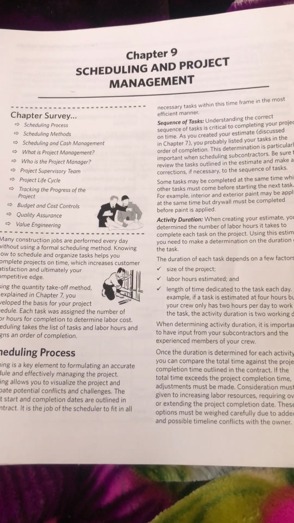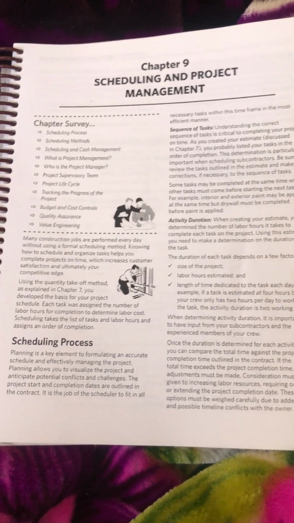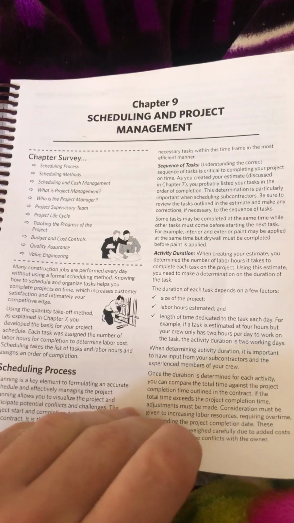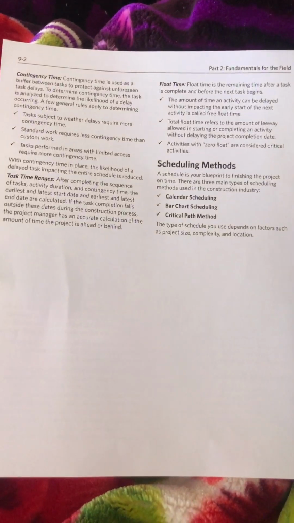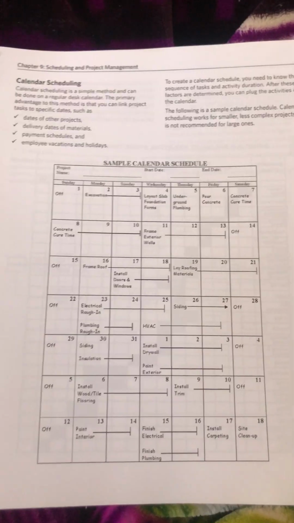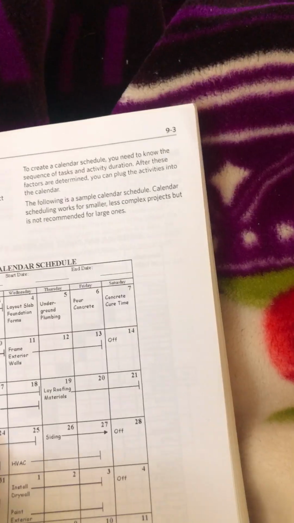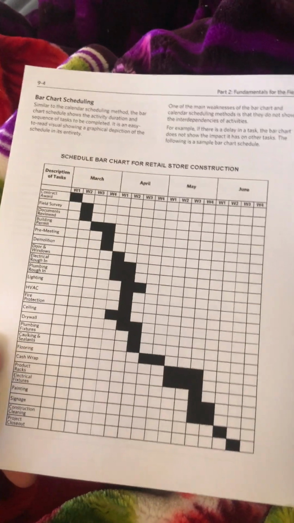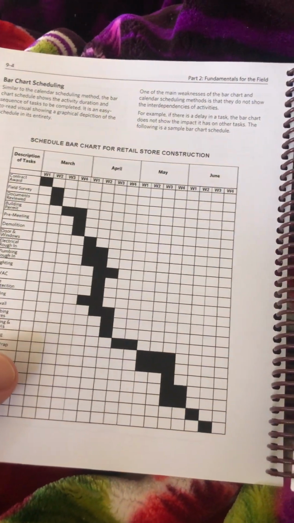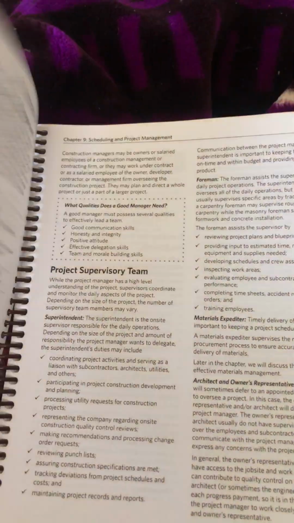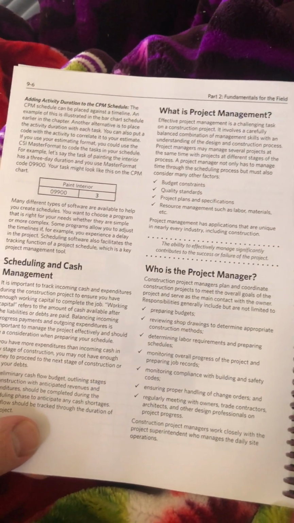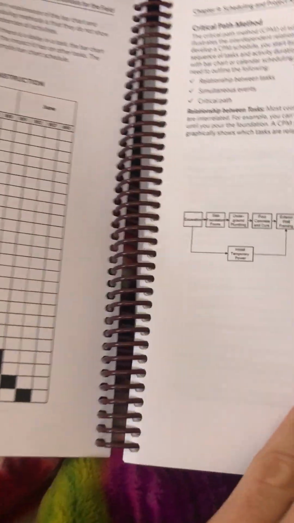We have reached the scheduling and project management chapter of the book, which is a big thing to know in the exam for your business and law exam for the contractor's license. And there is definitely a question that I completely remember from the exam when I failed it about CPM schedules.